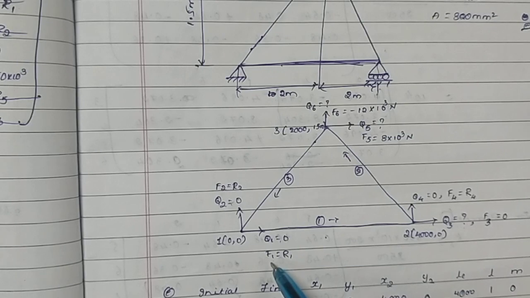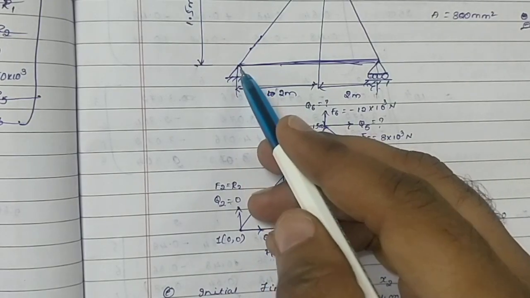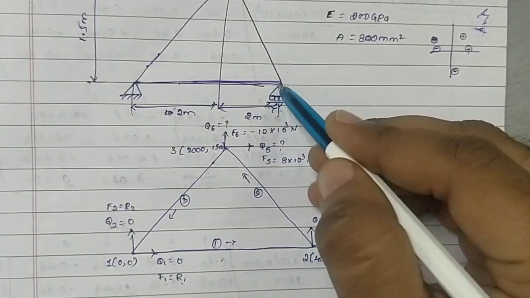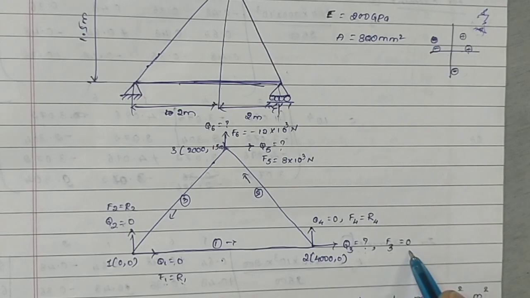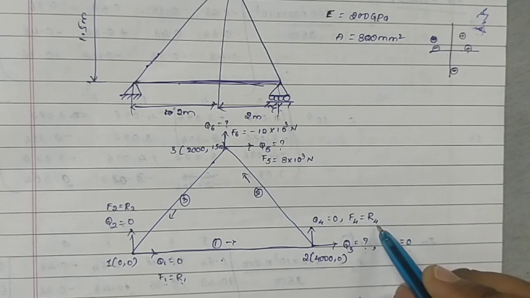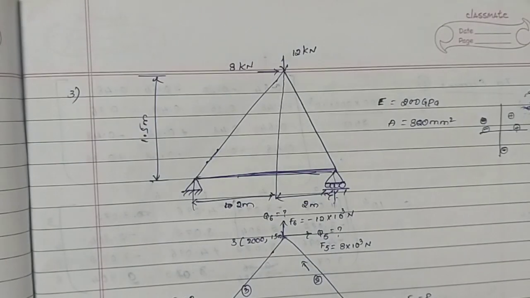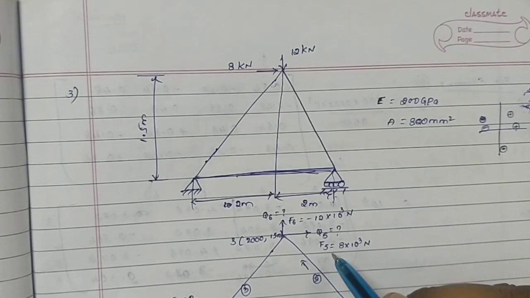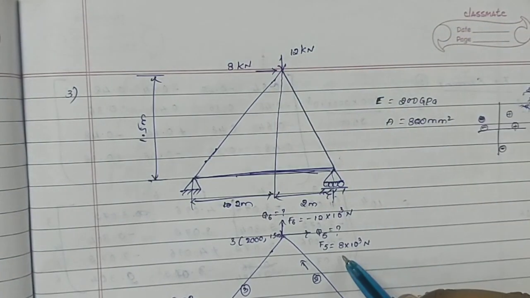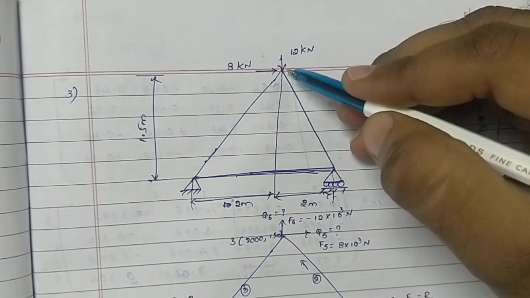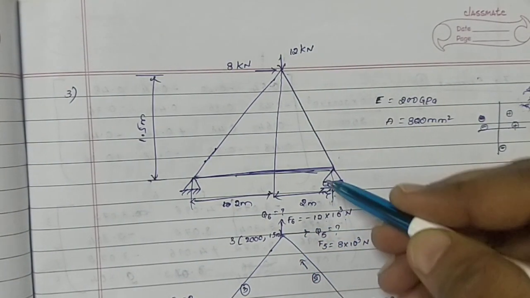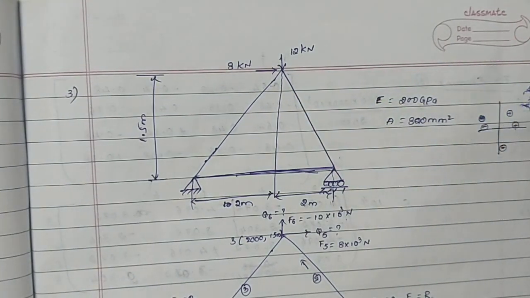Next forces, F1: it is completely fixed, so there will be a reaction in the x direction and a reaction in the y direction, so R1 and R2. Here it is free in the x direction, so F3 is equal to 0, there won't be any reaction. But it is fixed in the y direction, so F4 is equal to R4, there will be some reaction since it is fixed. Coming to this point, F5, a force is given in the positive x direction, that is 8 into 10 power 3 Newton. Similarly, the force in the y direction, that is F6, is minus 12 into 10 power 3 Newton, in the negative y direction.